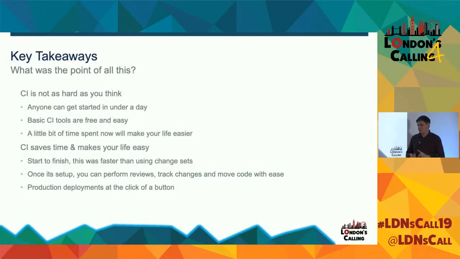Basic continuous integration tools like GitHub, like CircleCI, like SFDX, all of these are free to get started with. GitHub is free to use. SFDX comes with Salesforce. Circle allows you to have one container for free. So if you're just working by yourself, that's enough. And a little bit of time spent setting this up will make your life much easier. Clicking that one merge button to deploy to prod, instead of having to go through and create a change set and all the fun that comes with that, is much quicker and easier once you've got it set up than trying to use things the old way.